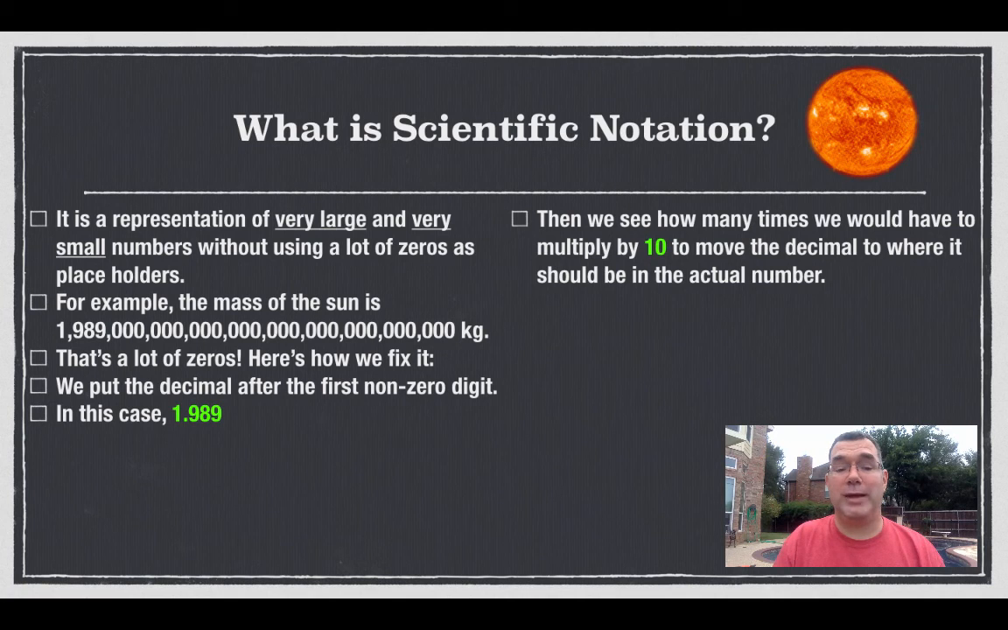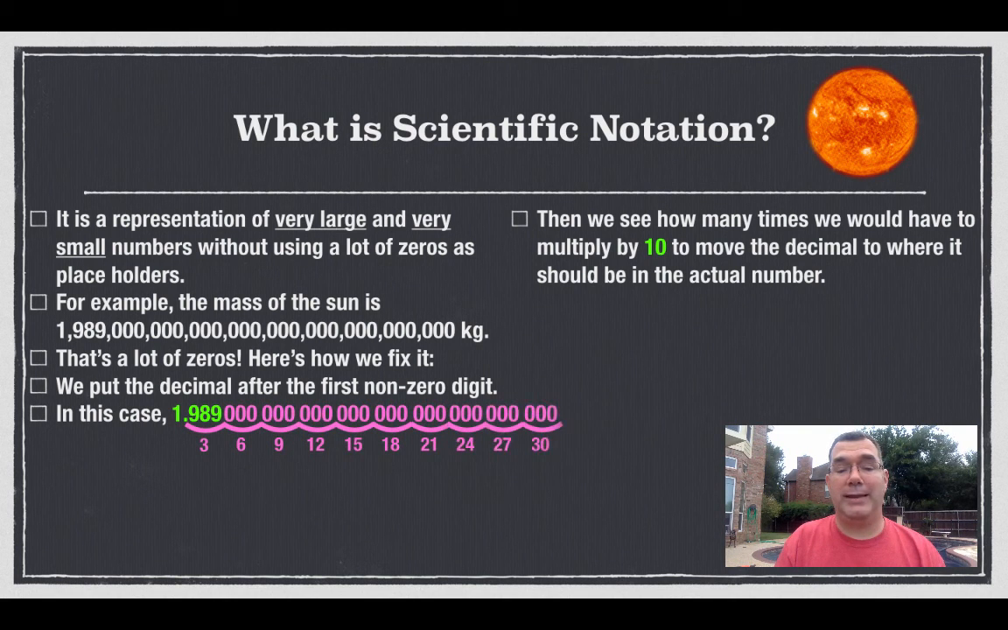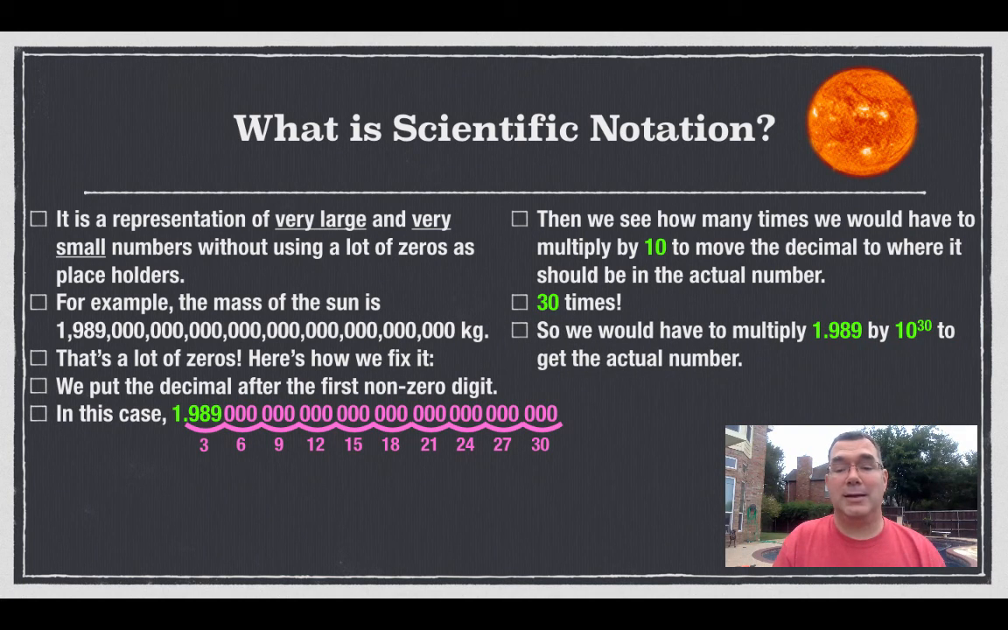Now what I'm going to do with that 1.989 is see how many times I would have to multiply by 10 to get the decimal from where it is in 1.989 to where it should be in that actual big number. So I'm going to move it and move it and move it, and that's the original number there. I had to move the decimal 30 places to get it to where it needs to go. So that's like taking 1.989 and moving the decimal 30 times, which is the same thing as multiplying by 10 thirty times, so that's 10 to the 30. So that's how I write it: 1.989 times 10 to the 30.